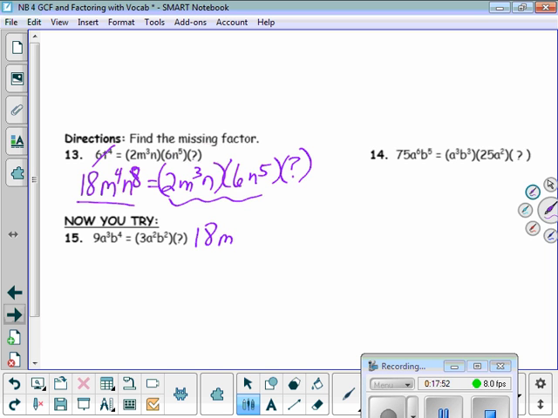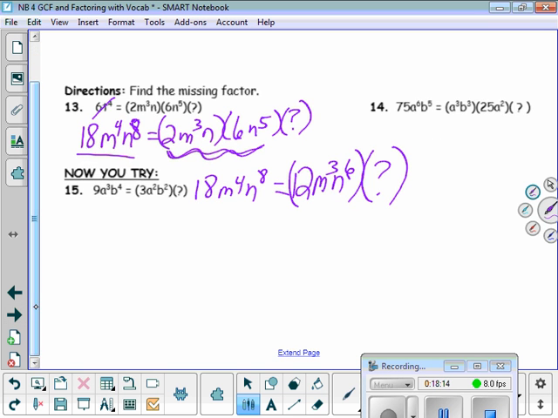So I got 18m to the 4th, n to the 8th equals, if I multiply these two, what do I get? 2 times 6 is 12. Then what? m cubed? And n to the 6th? And that times something else equals this. In other words, that divided by this equals that.